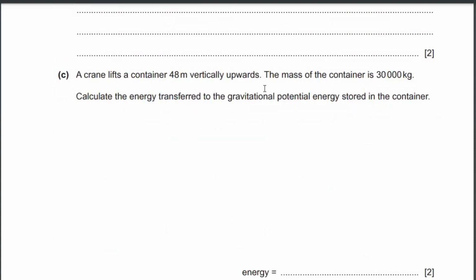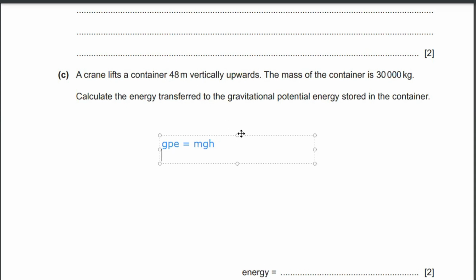The next question is, a crane lifts a container 48 meters vertically upwards. The mass of the container is 30,000 kilograms. Now they are asking us to calculate the energy transferred to the gravitational potential energy stored in the container. So we know the formula for GPE is equal to the mass of the object multiplied by the acceleration due to gravity, and then again multiplied by the height that the object is taken to. This equation works because we are working against the force of gravity. So the crane is lifting against the force of gravity to a height of 48 meters.